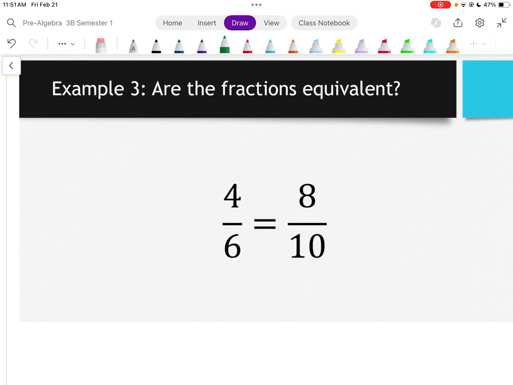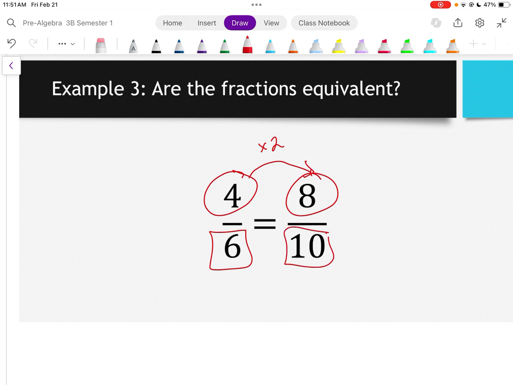Okay. Example 3, are these fractions equivalent? Now, we talked about looking at them. So we have a 4 and an 8. I know 4 times 2 equals 8. So now we need to check, is 6 times 2, does that equal 10? And that would equal 12. So no, these are not equivalent.